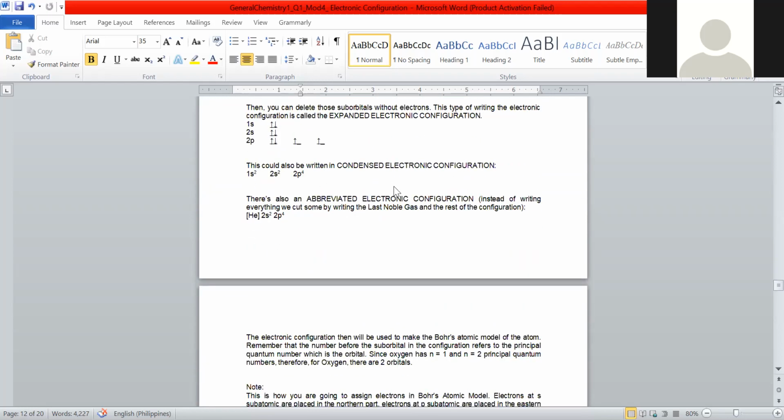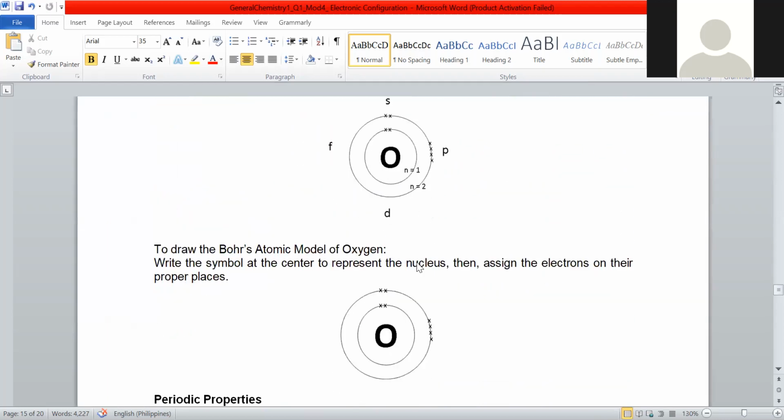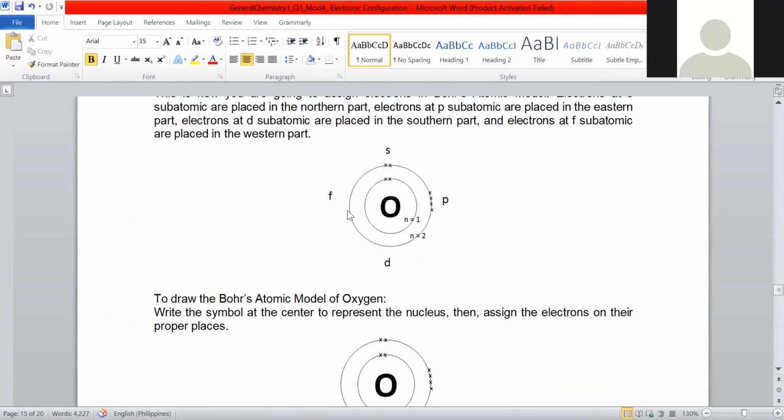So let's go to how it is being placed in the Bohr's atomic model. Now, on the internet, they don't specify the subatomic orbitals, while here it is being specified. Why do we specify it? So that it is easier for us to count. So we have the S, P, D, and F. So say for example, an atom has... I will share my whiteboard.